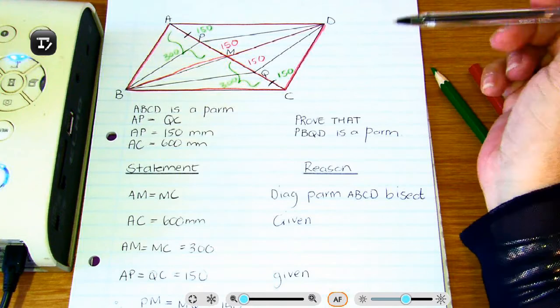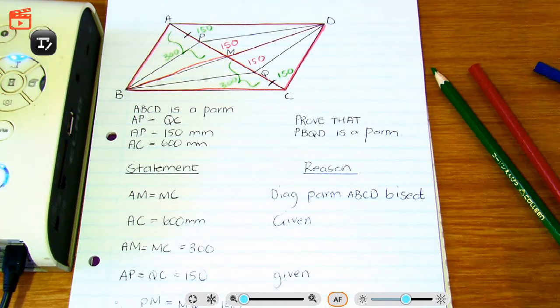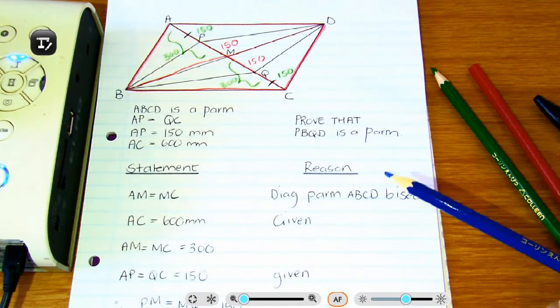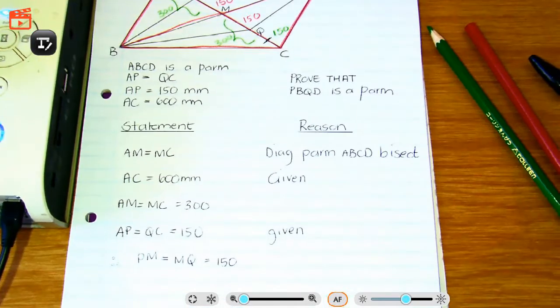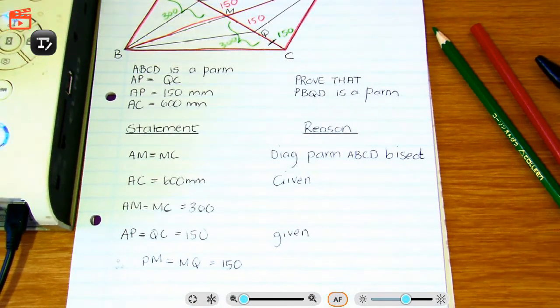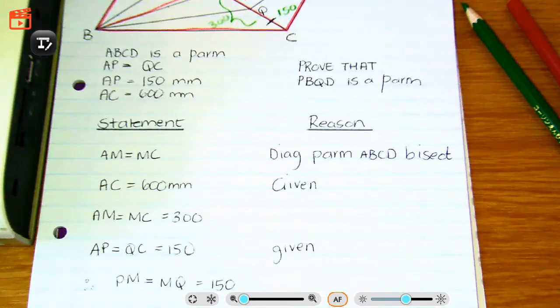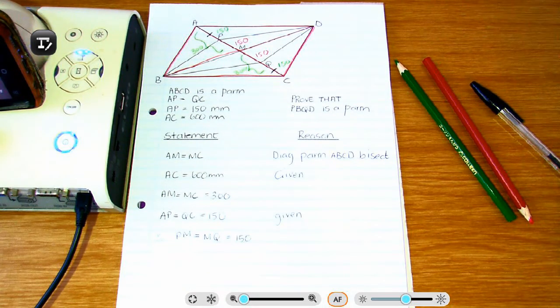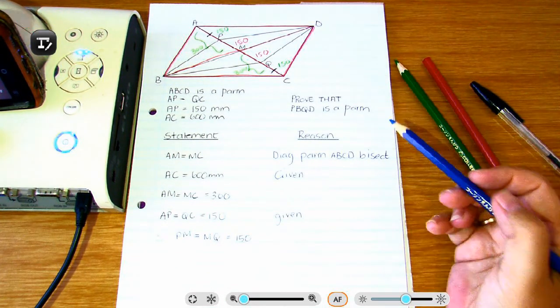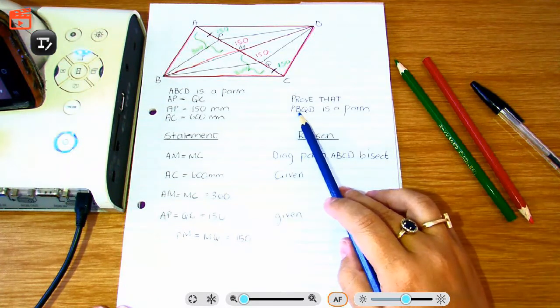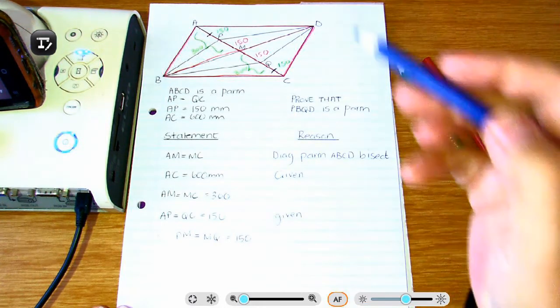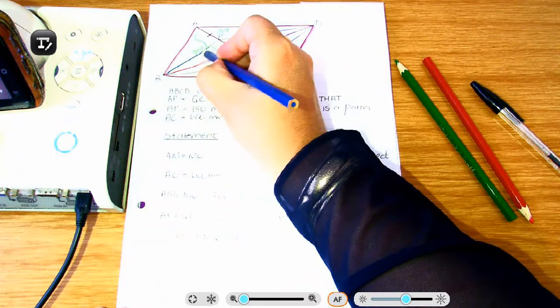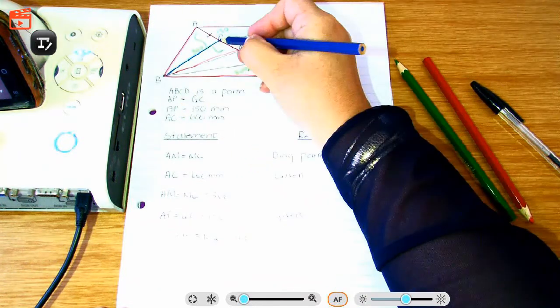Okay, then I'm going to highlight, sorry, can you see there? I'm going to highlight the parallelogram that they now want us to work with. Let me just zoom out a bit. Okay, so now they are asking us to prove that PBQD is a parallelogram. So I'm just going to color in that parallelogram.